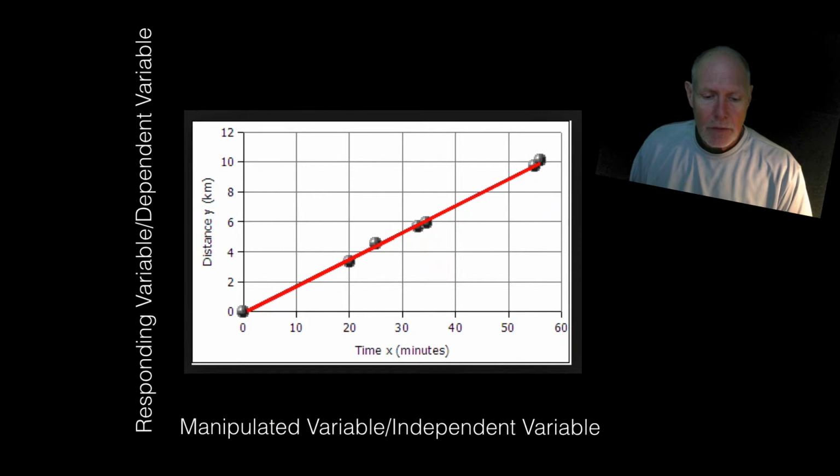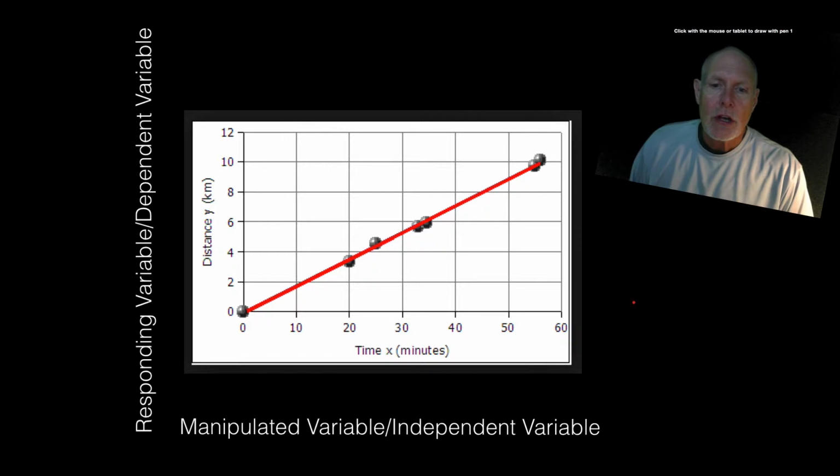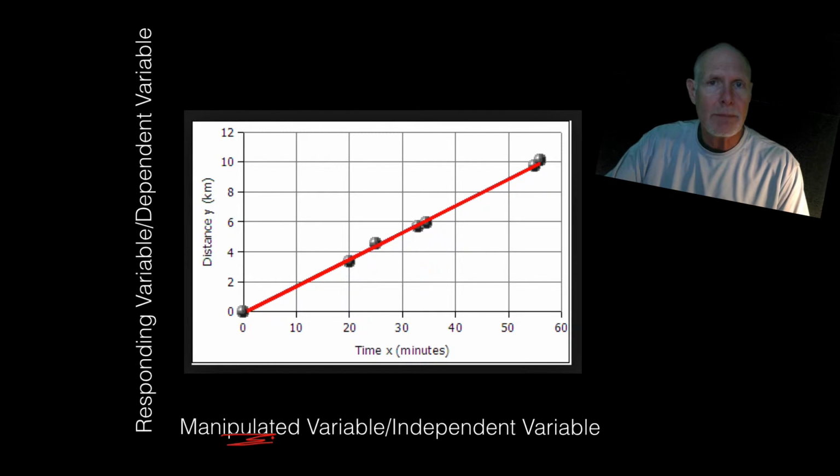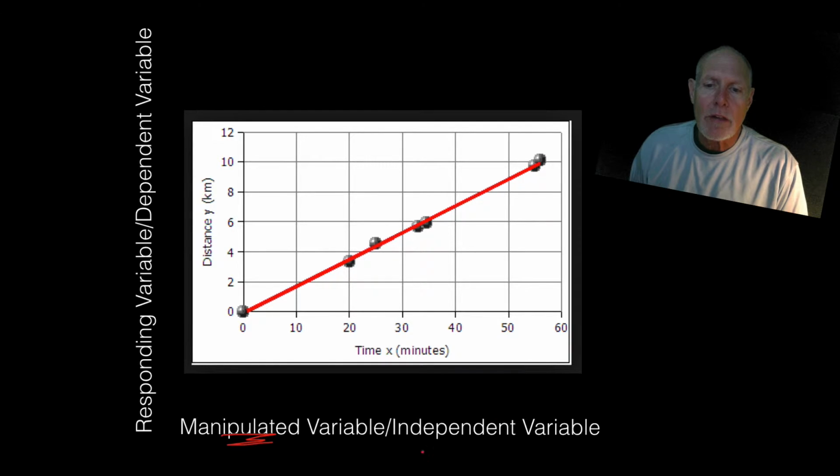So we talked before about the names of the variables that go on the x and the y axis. On the x-axis, we call those variables either the manipulated variable. That means we're the ones who are manipulating the variable. We're the ones who decided that we were going to measure every meter when we rolled the bowling ball down the hall. Or sometimes we call that the independent variable.